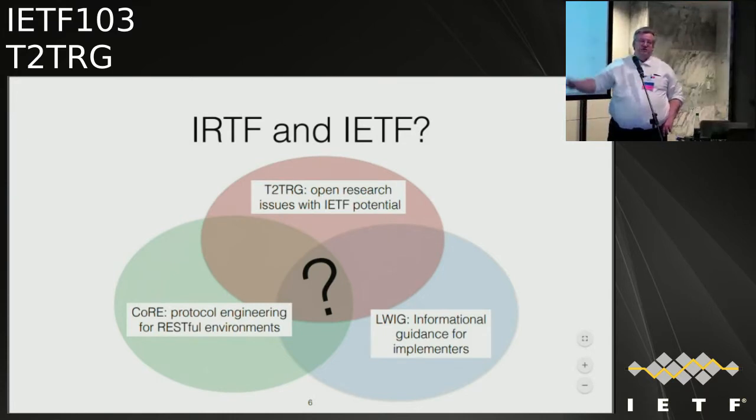For instance, the CoRE working group is doing the protocol engineering for RESTful environments in the IoT, and other groups, or also the CoRE group, also do informational guidance documents, and the LWIG working group, for instance, is focusing on guidance for implementers in the IoT space, because people in the IoT space usually are new to internet technologies and to things like REST, and it helps to write up some things. So this is the idea about the division of work here, and we will pick up this slide again in a couple of minutes when we talk about the hypermedia work.